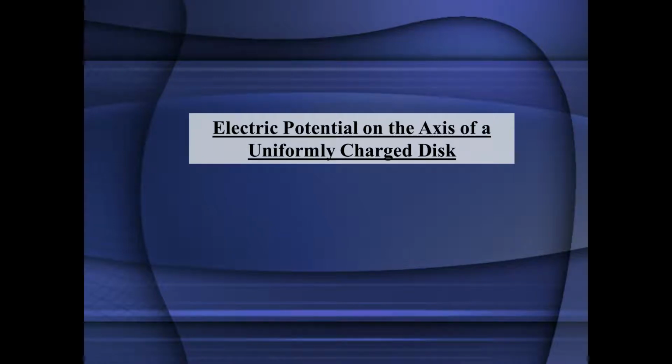In today's lesson, we're going to wrap up our examination of all of these objects that have continuous charge distributions on them. And this time around, we're going to look at what's going on with a uniformly charged disk, and we're going to figure out the electric potential on an axis that passes through the center of the disk.